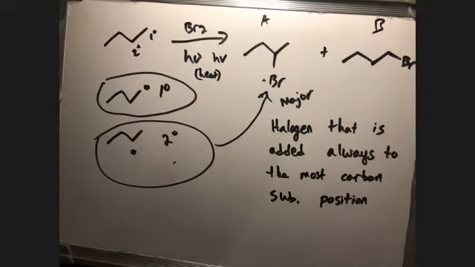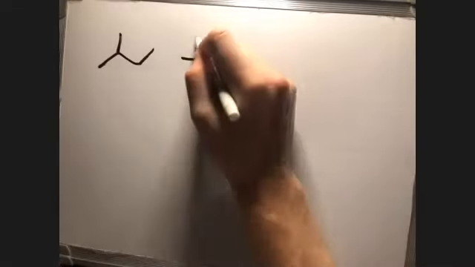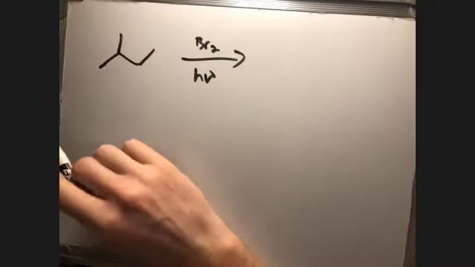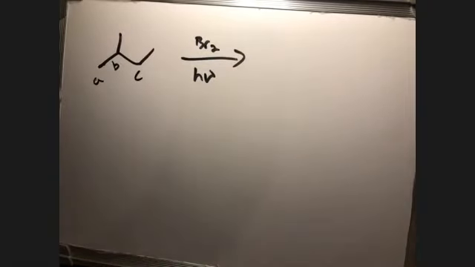All right, so let's just do one more like this, just to make sure that point was driven home. So if we have this and we have the exact same conditions, where is the bromine going to add? Carbon A, B, or C? What will be by far the most? B, yeah, exactly. Because B is substituted by 3 carbon groups. C is substituted by 2 and A is only substituted by 1. Good. So now let's explain mechanistically why that's so.